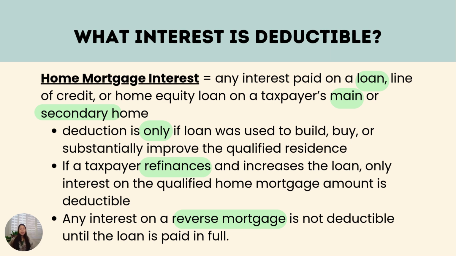Now, a taxpayer who refinances and increases the loan, and they usually do this to pull out some money to finance another expense, like say a car loan expense, only the interest on the qualified home mortgage amount is deductible. So if they are putting it to a car loan, then the amount that was still used in the loan to pay for the home is what is deductible, not the part that is going to the car loan. And interest on a reverse mortgage is not deductible until the loan is paid in full.